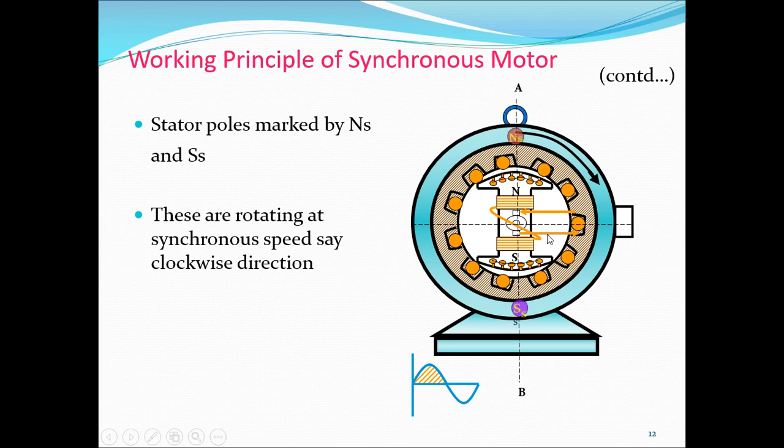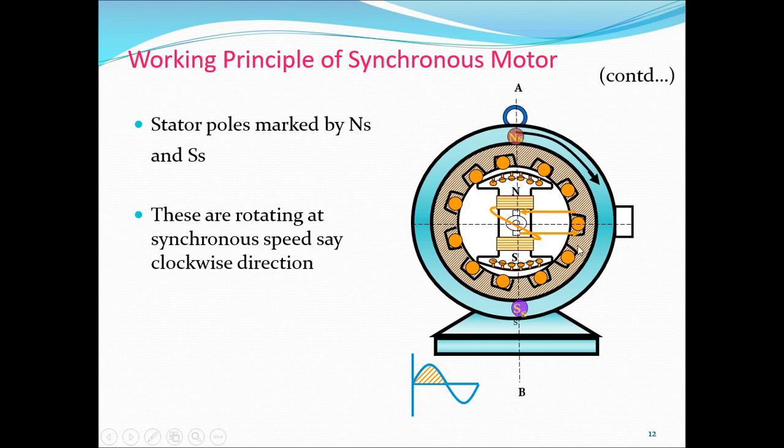So what do we have to do? How do we have to start? Once again, I am repeating. For the stator poles, when we give the three-phase supply, here it is showing the terminal box. Here we will give the supply, and this supply is given to the stator winding. These are the stator windings.